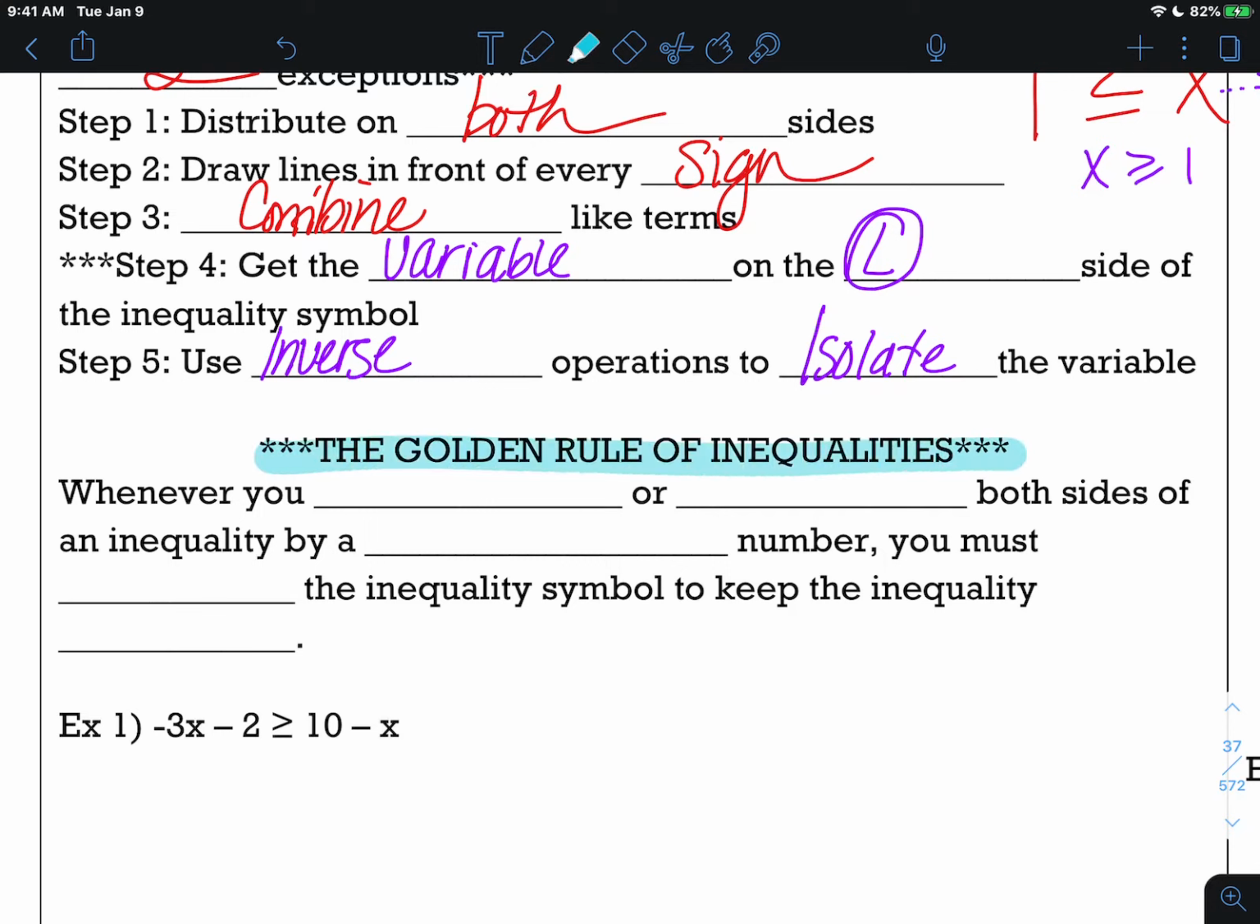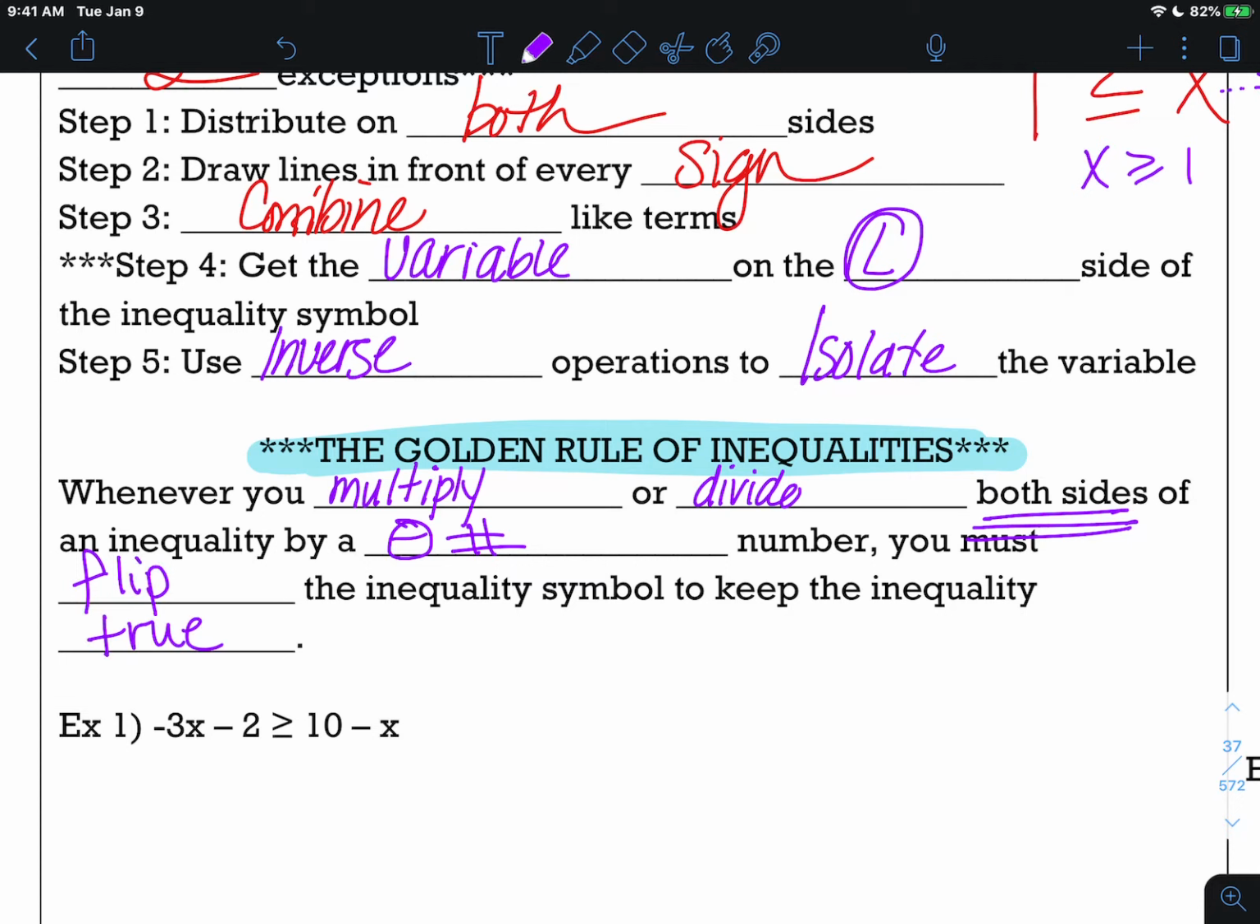Now, super important, golden rules inequalities. Anytime I multiply or divide both sides, it's got to be both sides. It can't just be I distributed a -2 on the left side. It's got to be I did this to both sides of an inequality by a negative number. You must flip the symbol to keep the inequality true. Okay? You have to keep it true.